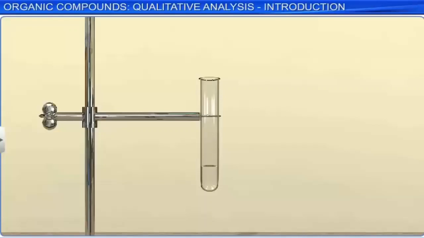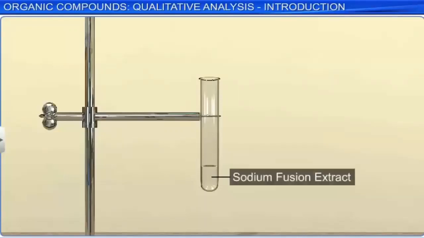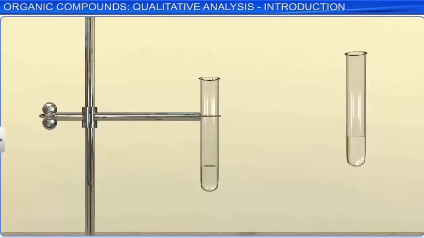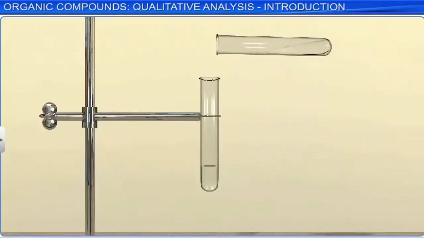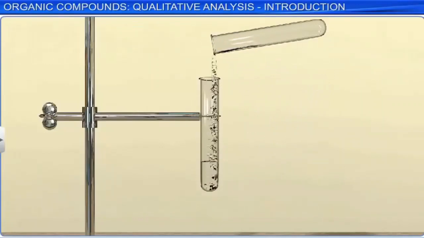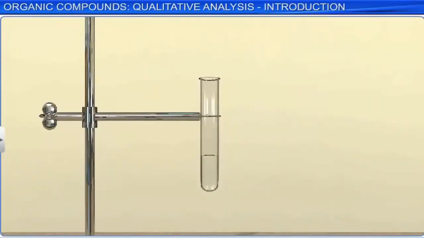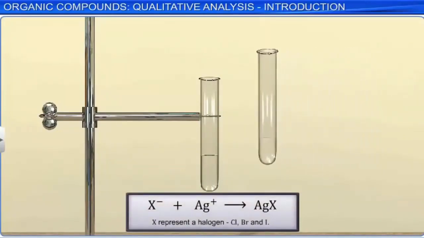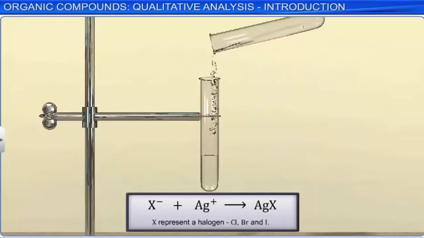In the test for halogens, sodium fusion extract is first boiled with dilute nitric acid. To this solution, a few drops of silver nitrate solution are added. The color of the precipitate indicates the presence of the specific halogen.